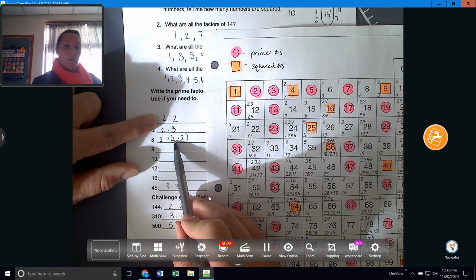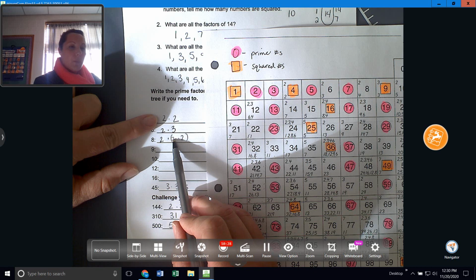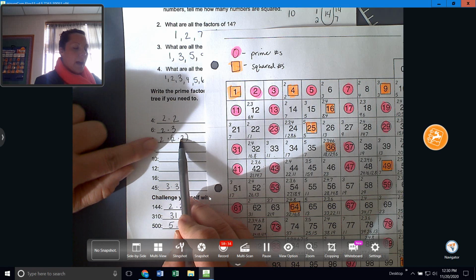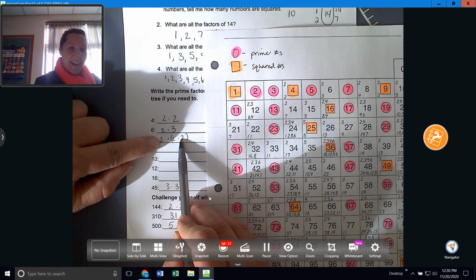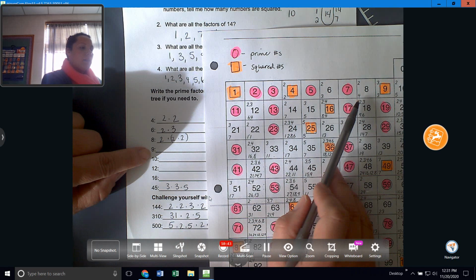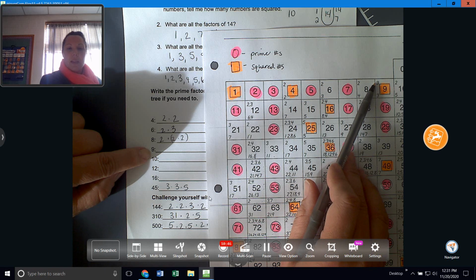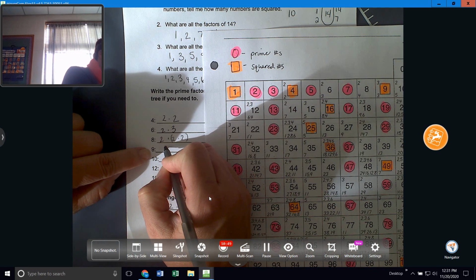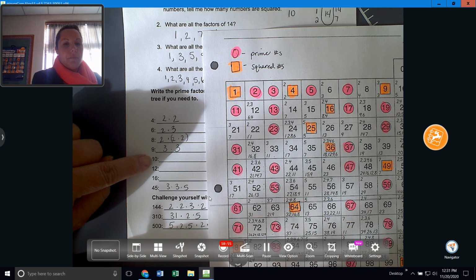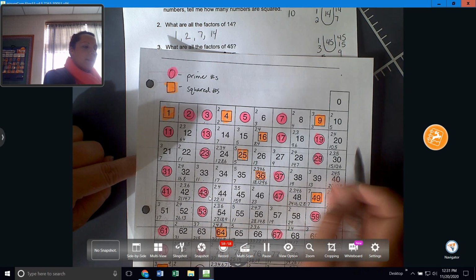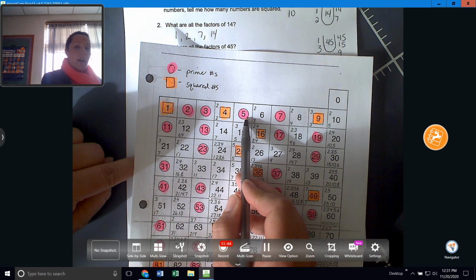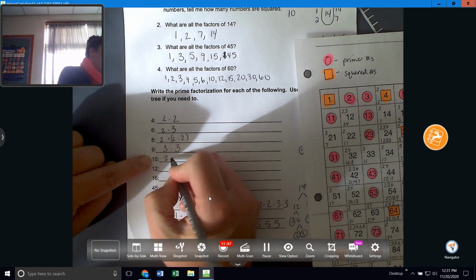If I put parentheses around it, you don't have to do the parentheses. I just want you to see it visually. 2 times 2 is 4, and you have to still multiply that by 2 to get 8. Okay? So let's do 9. What times what is 9? 3 times 3. Those are both prime, so I can write those down. 10. What times what is 10? 2 times 5. 2 and 5 are both prime, so I can write that down.